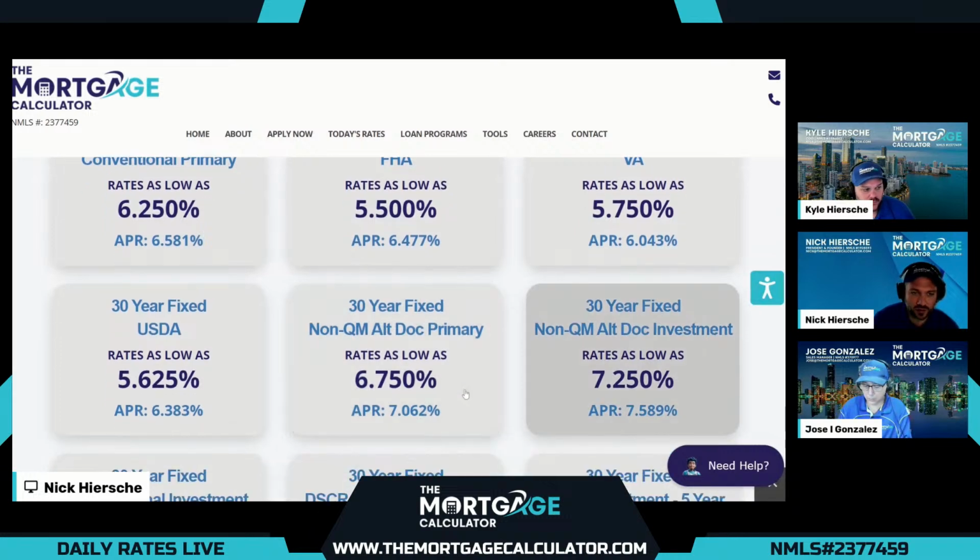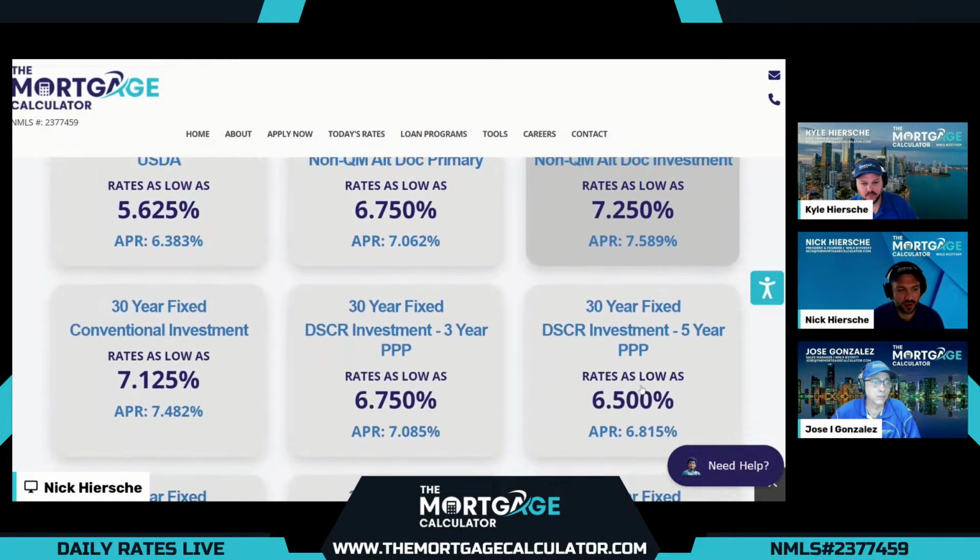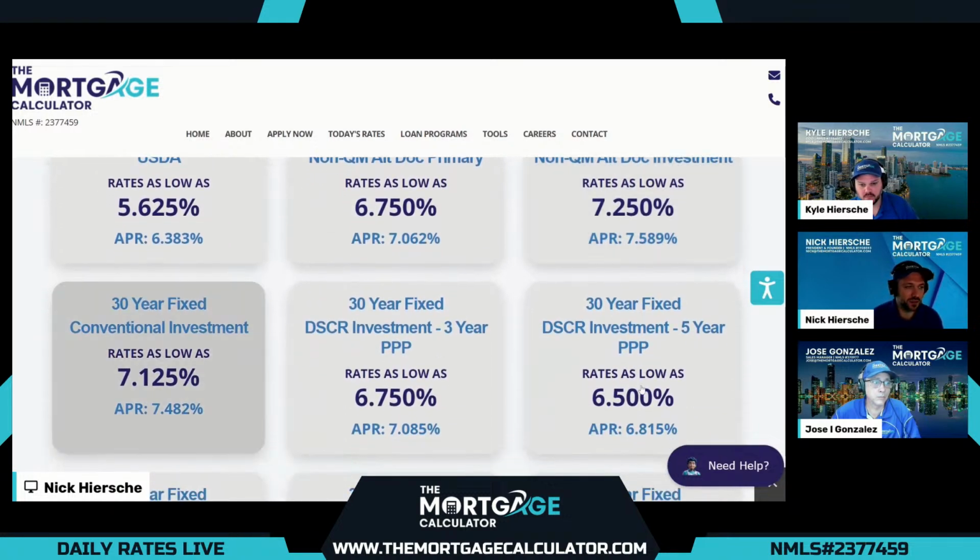Now, moving on to our investment properties. Our investors have a lot of flexibility. First up here, our non-QM alt doc, so bank statement or similar option, comes in today at 7.25 for an investment property. Final APR 7.589. And we'll compare that to our other investor options.